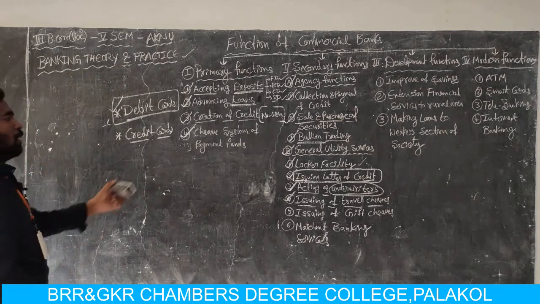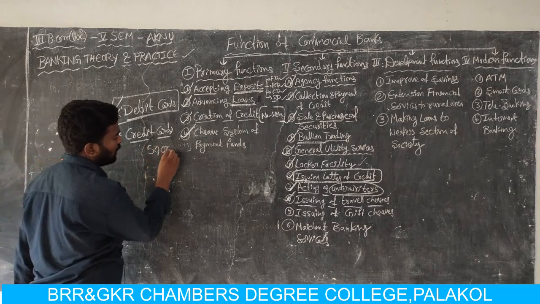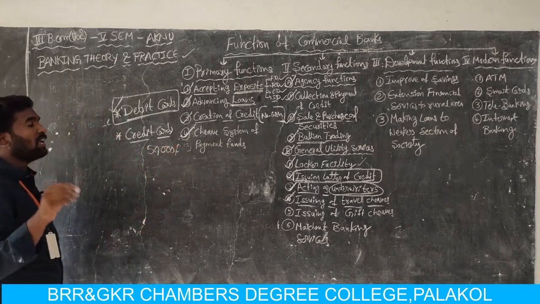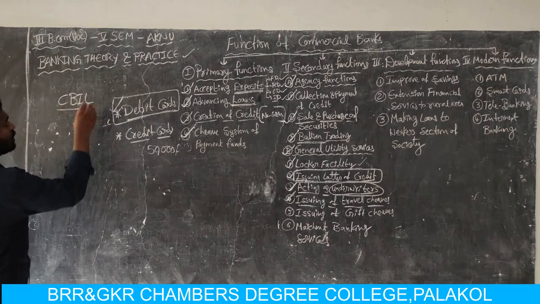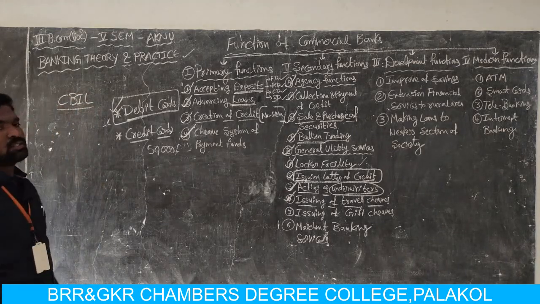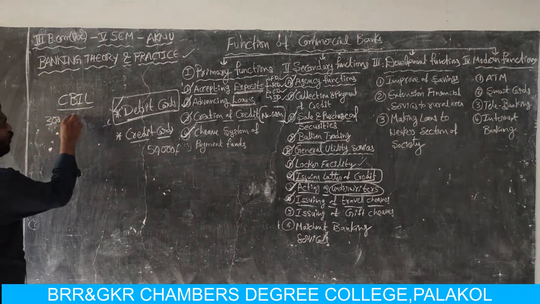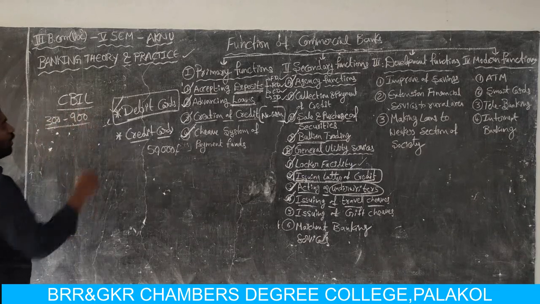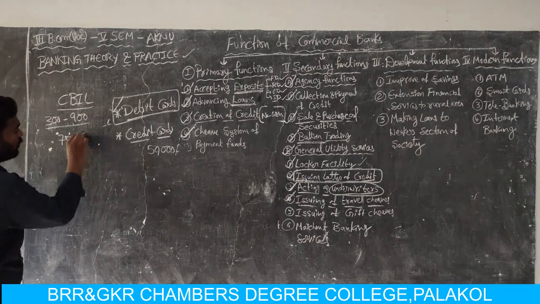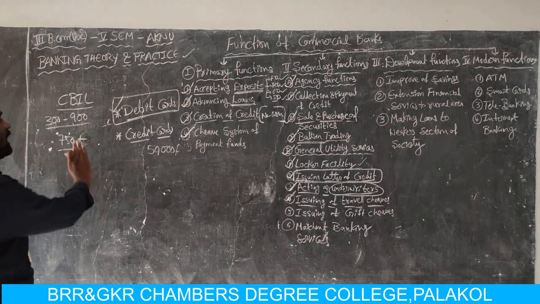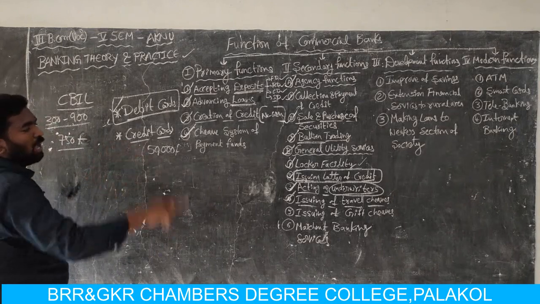Credit card means banks are given some limit amount, 50,000, 30,000, 25,000, depending upon your CIBIL score. What is that? CIBIL score. CIBIL is one of the scoring or rating institutions, with a score from 300 to 900. The best score is 750 or plus. Depending upon the CIBIL score, banks give credit cards to their customers.